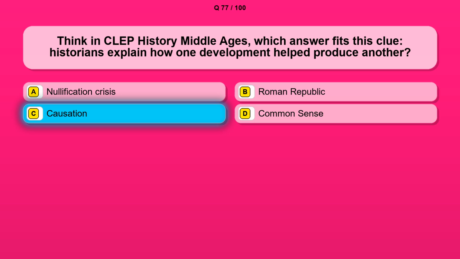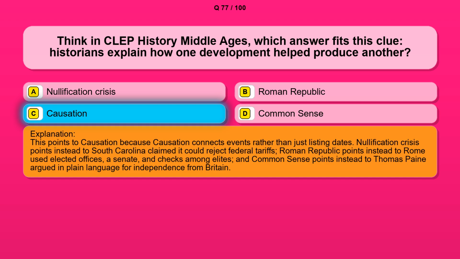The correct answer is option C, causation. This points to causation because causation connects events rather than just listing dates. Nullification crisis points instead to South Carolina claimed it could reject federal tariffs. Roman Republic points instead to Rome used elected offices, a senate, and checks among elites, and Common Sense points instead to Thomas Paine argued in plain language for independence from Britain.